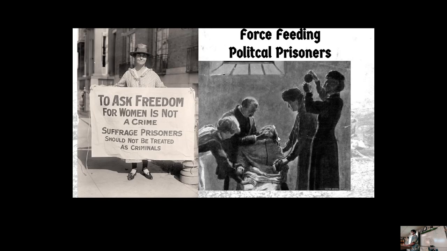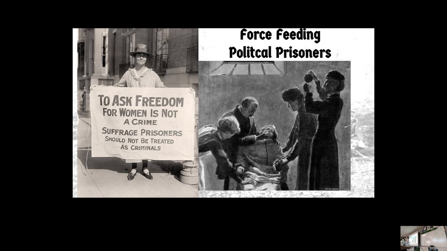And this is a drawing of what happened to her. They force fed women who went on hunger strikes. The same thing happened in Britain to suffragettes. And when I say force fed, this is torture. This is by definition torture. And they did it in such a way to cause extreme pain. Not just to torture them, but also to deter other people from doing it.